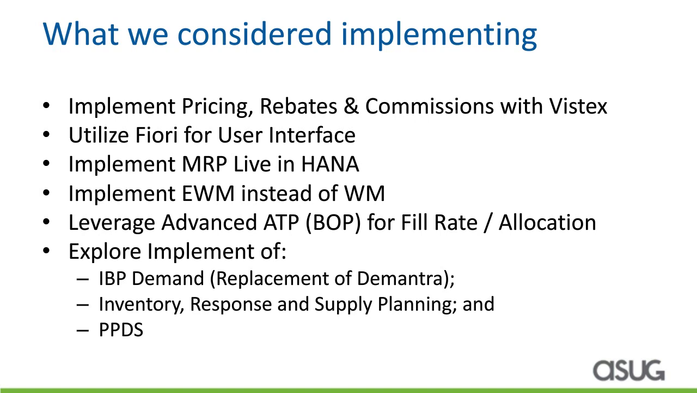Leverage advanced ATP, which is backorder processing, BOP, for fill rate and allocation, and explore elements of IBP, replacement of Demantra, IT Factory Planner, things like we've seen on the previous slide. Inventory response, supply planning, and production planning, demand scheduling, PPDS, which actually came out relatively new in the 1610 version, and I'm sure Sean will dive into a little bit on that.